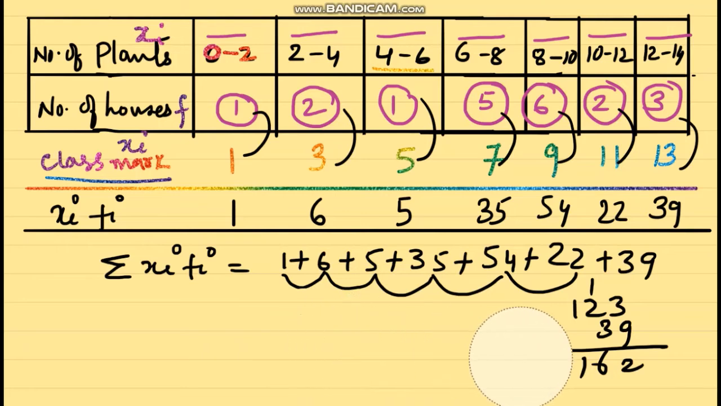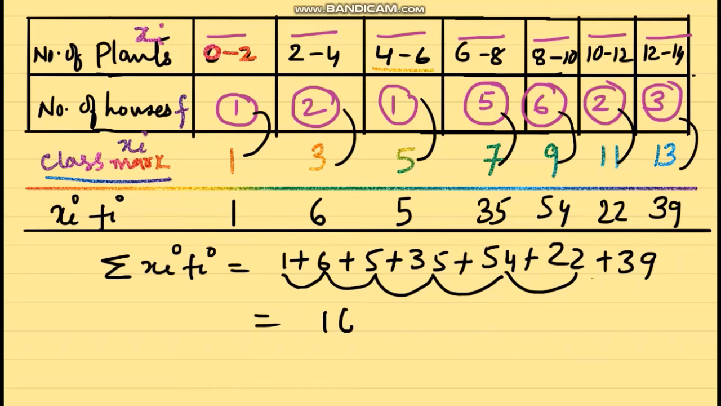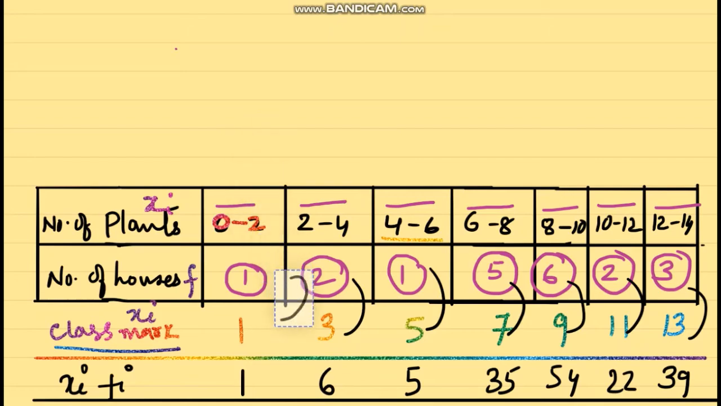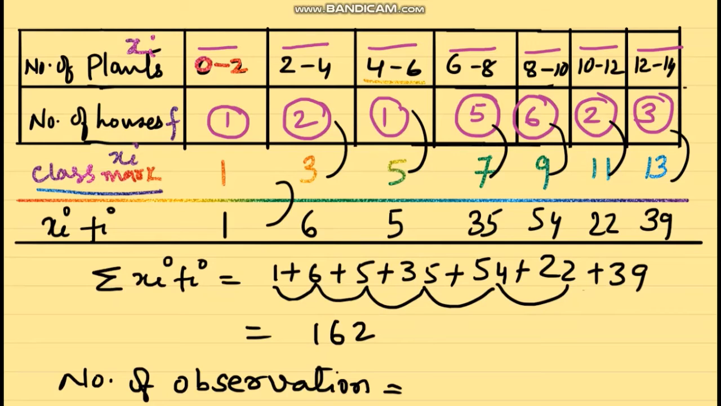So sigma xi fi is equal to 162. And how many observations do you have? Number of observations means the total number of frequency. The number of houses has already been given. How much is your number of houses? If you see, you'll get 20 houses. So number of observations is equal to 20.